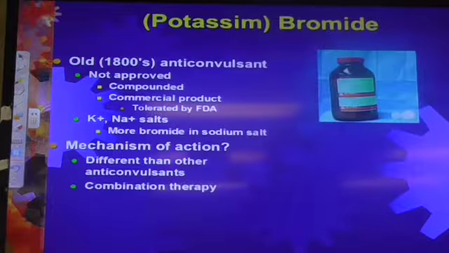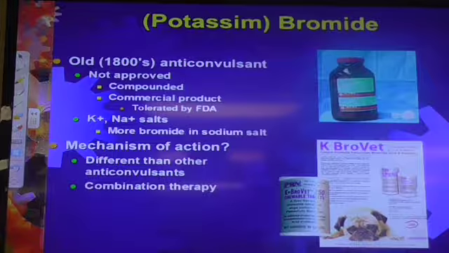Okay. So the third anticonvulsant is potassium bromide. This is not a drug, not an official drug. When the FDA started approving drugs and they looked at the list of drugs that they wanted to approve or couldn't call drugs, phenobarbital was around and they didn't think they needed bromide anymore, and so it didn't make the cut. And so we have used bromide as a compounded preparation for many years.